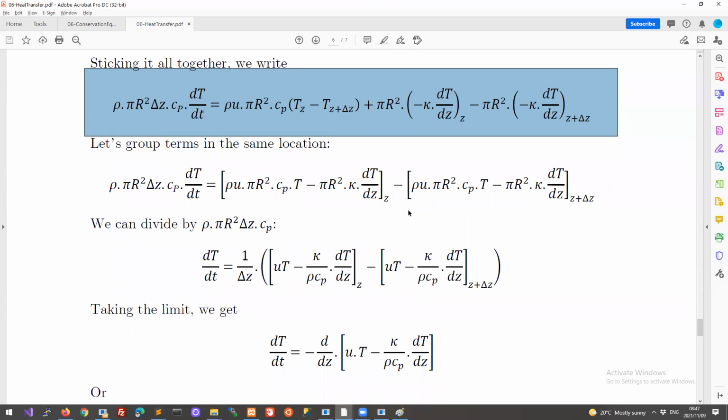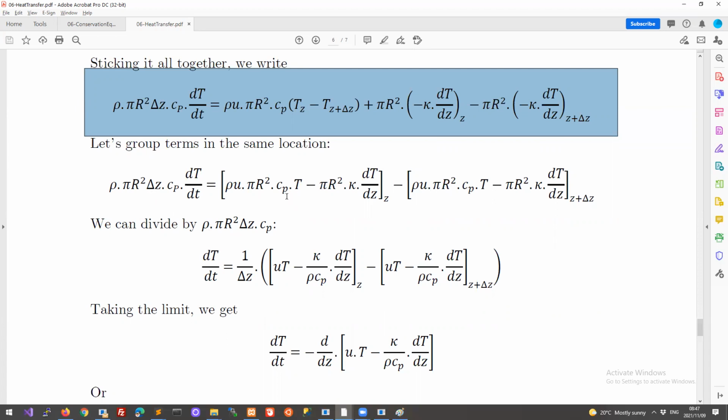Okay, and if you look at this, we can do some cancellations. We've got rho everywhere. Well, we don't have rho here, right? So we don't have a rho in the conduction terms. We do have them in the convection parts, so we can cancel that out. And we can also cancel pi r squared. So pi r squared does appear everywhere, so that can cancel.